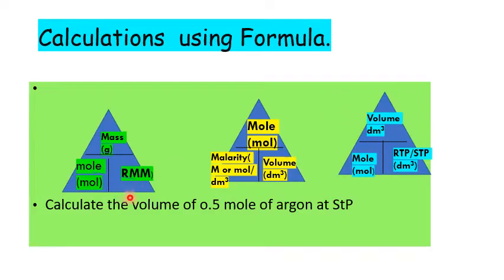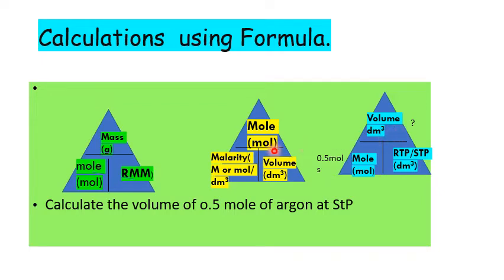So now we're going to calculate the volume of 0.5 moles of argon at SCP. So what's the first thing that we're going to do? First thing is you're going to look and see if you have a triangle that's going to allow you to perform this calculation. So your triangle must have the variables that they would have given you, and it must also have the variable that you want to find.